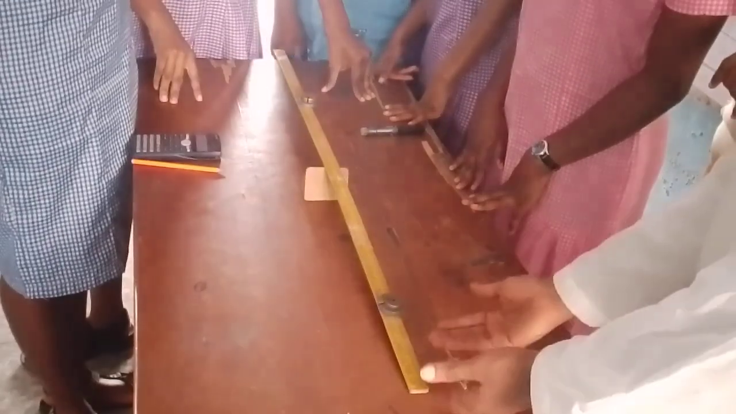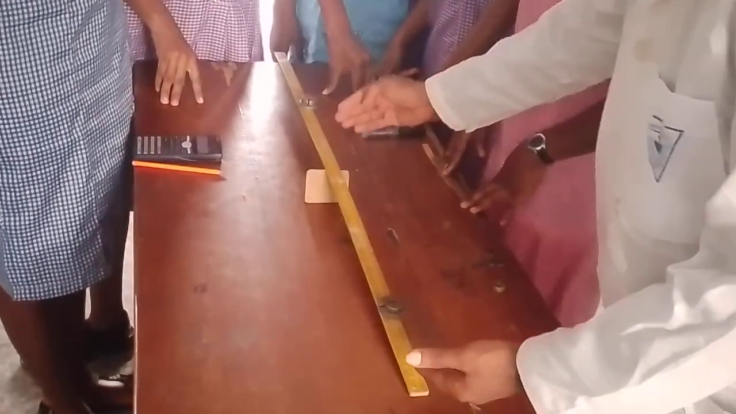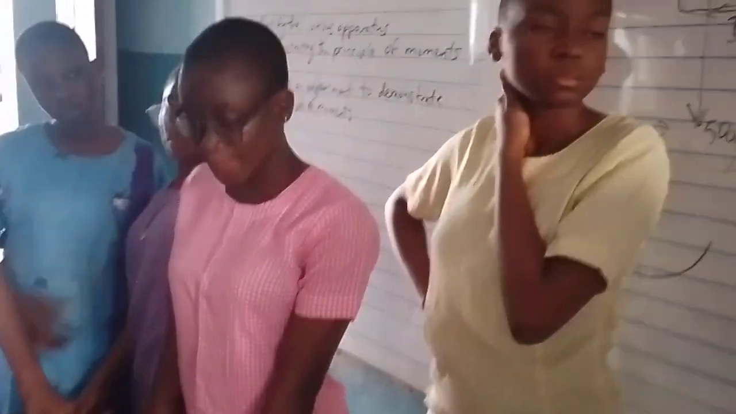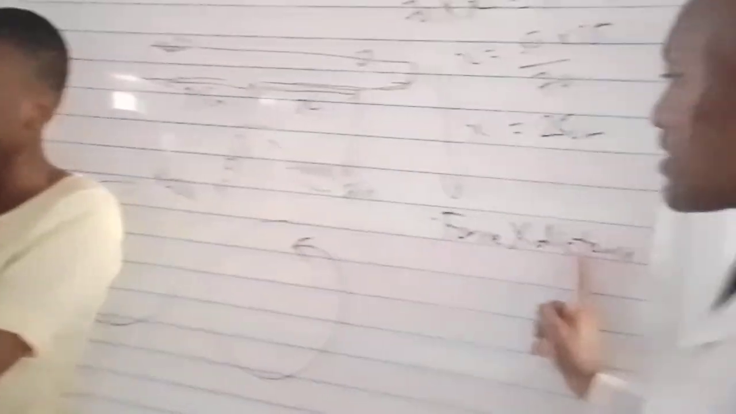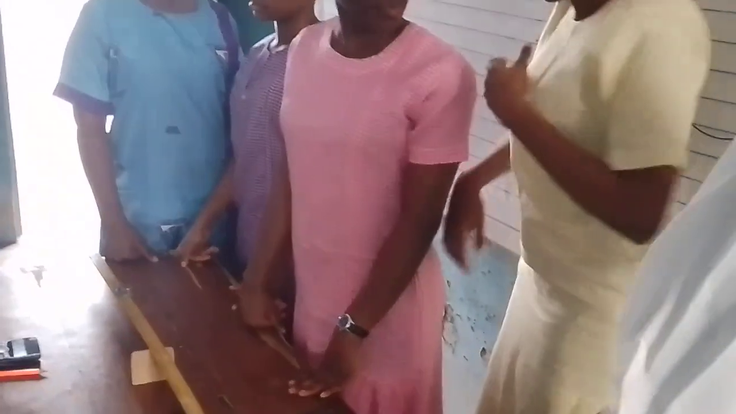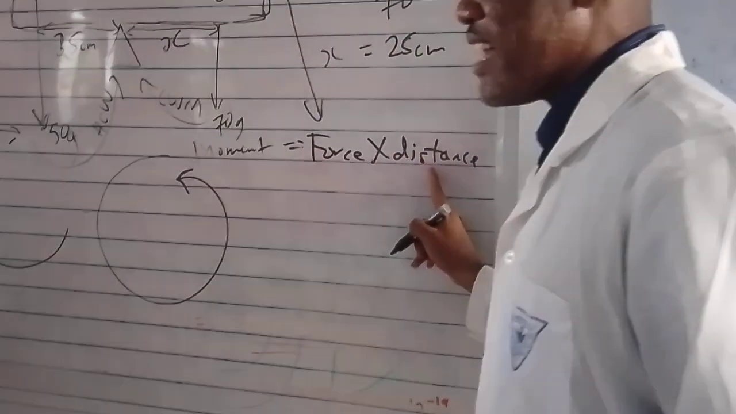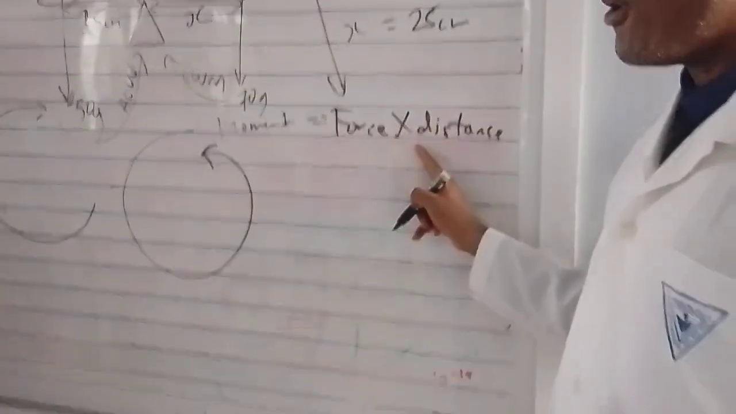But if I extend this distance here now, what do you observe? Are you seeing that it's now trying to almost, right? Yes. So as you keep increasing this, you are increasing the distance. And once you increase the distance, you are increasing the moment. Because from what we said before, we said moment is equal to what? Force times distance. So there are two things that can increase moment for us.